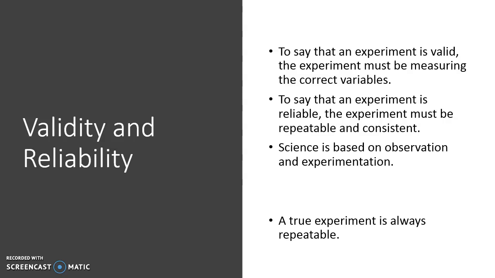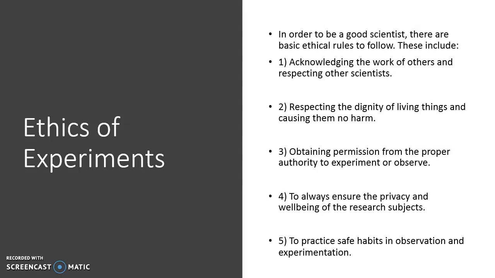Science is based on observation and experimentation. A true experiment is always repeatable. Ethics in experimentation. In order to be a good scientist, there are basic ethical rules to follow. These include acknowledging the works of others and respecting other scientists. We are not the first people to think of these things, and it's important to go look to see what other scientists have said.